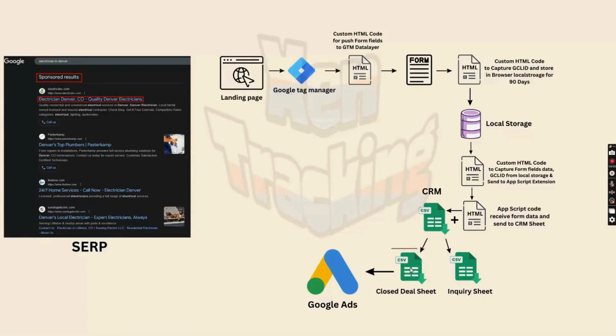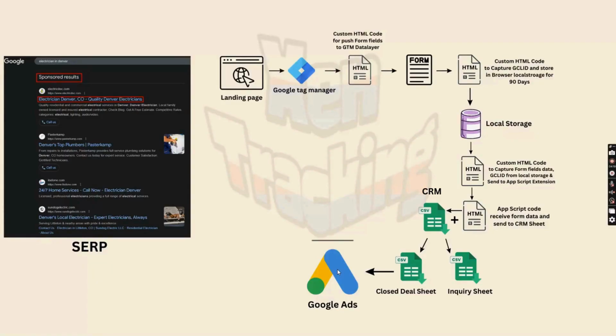This creates a simple but powerful lead management workflow. And finally, we connect the closed sheet with Google Ads. We set up a scheduled upload system. At a specific interval, these confirmations from the closed sheet are automatically uploaded to Google Ads as offline conversions.